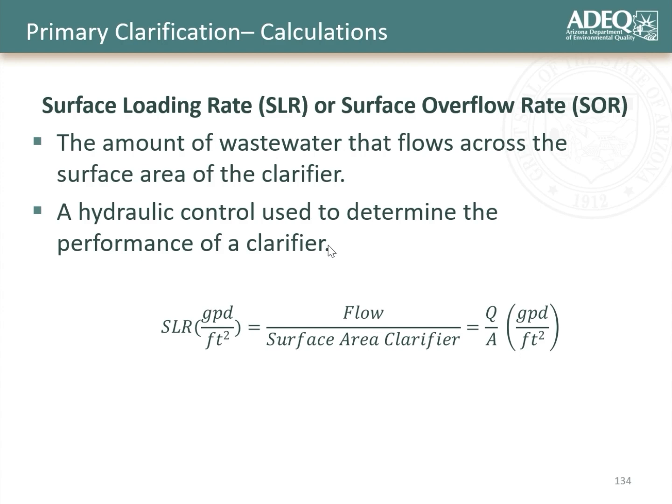You don't want the value too high, because then the upward velocity is too high, and any solid material will just be carried up by it. But if it's slow enough, then the solid material can settle faster than that and be captured by the clarifier. So the way we measure this surface loading rate is the flow, in this example in gallons per day, divided by the surface area, which is in square feet.